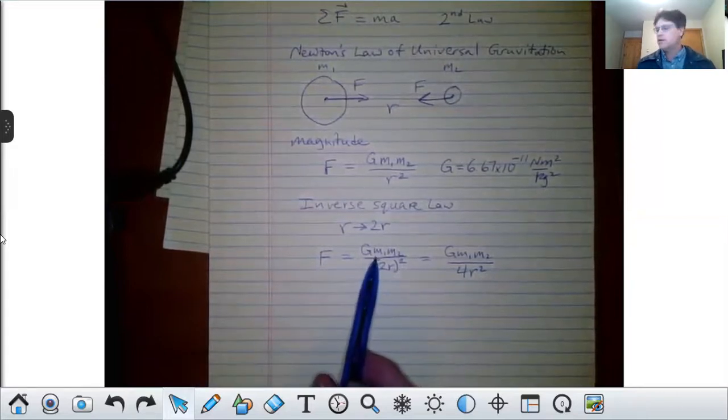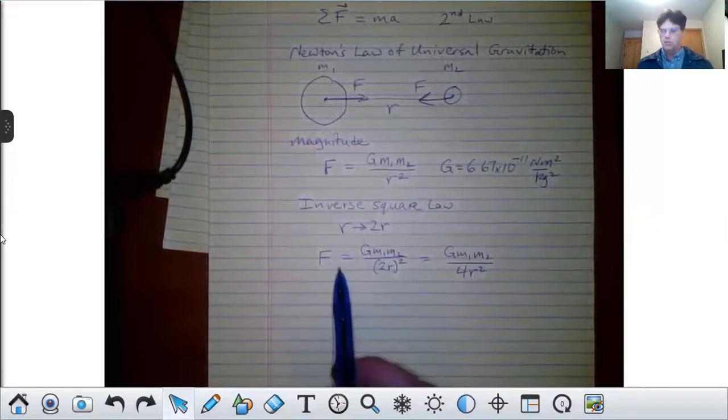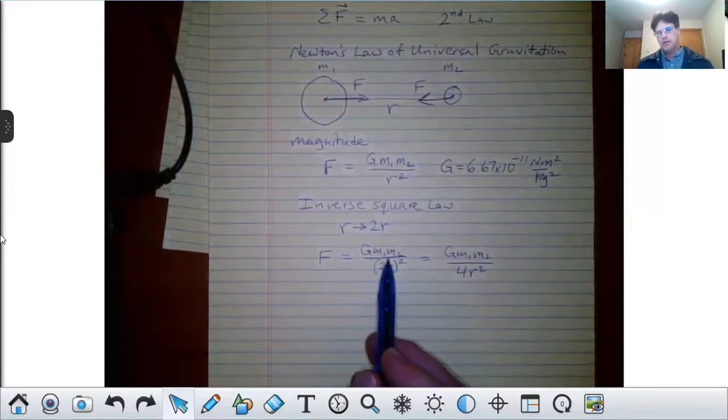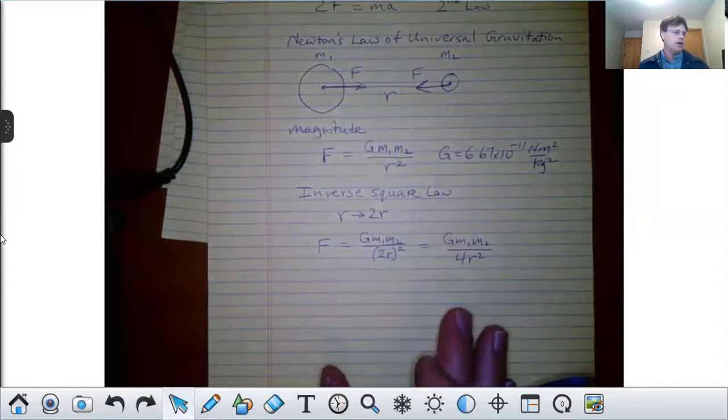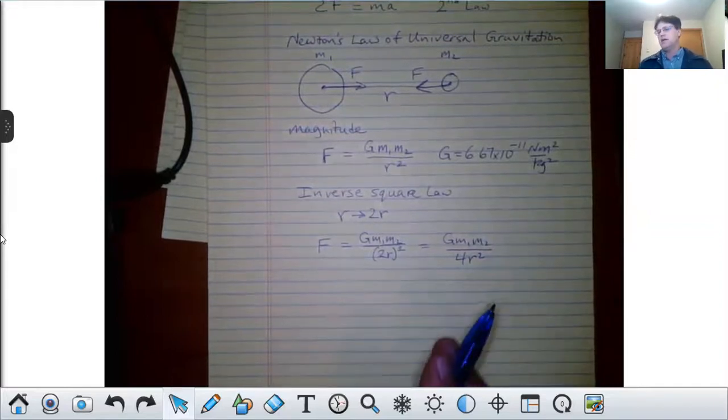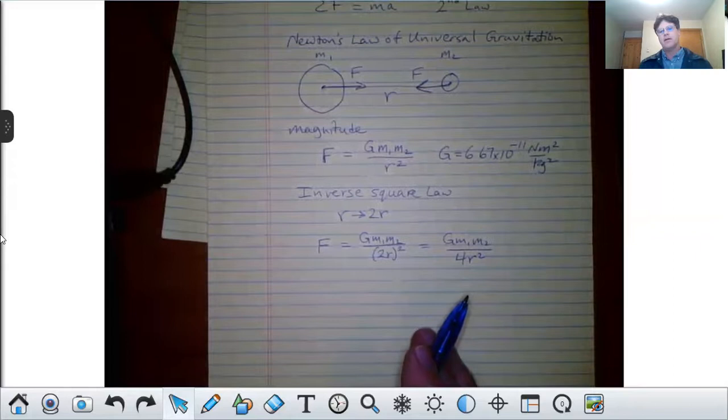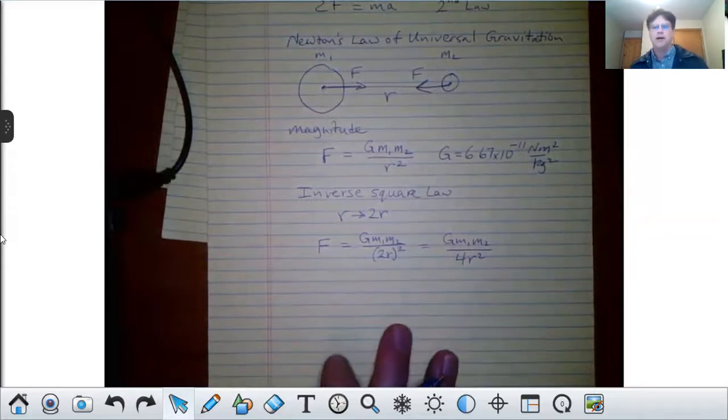You could also see questions about, well, what if I change the mass? What if I double the mass, just M1? Well, then the force would double. What if I doubled both masses? Well, then the force would quadruple, right? Because I'd have 2 times 2 there. Now, you'll see those kinds of questions in the reading quiz that you'll find on Wiley Plus.